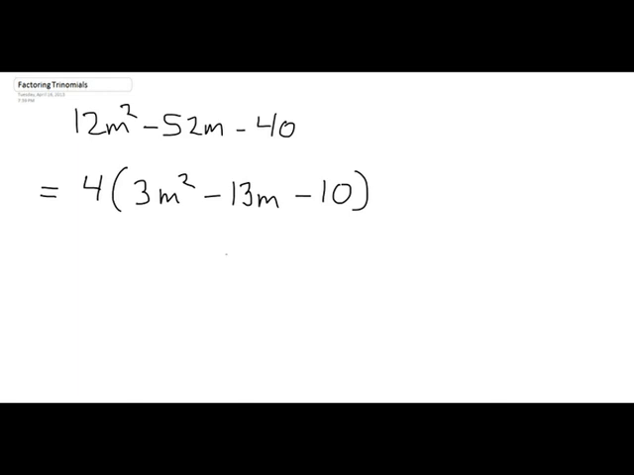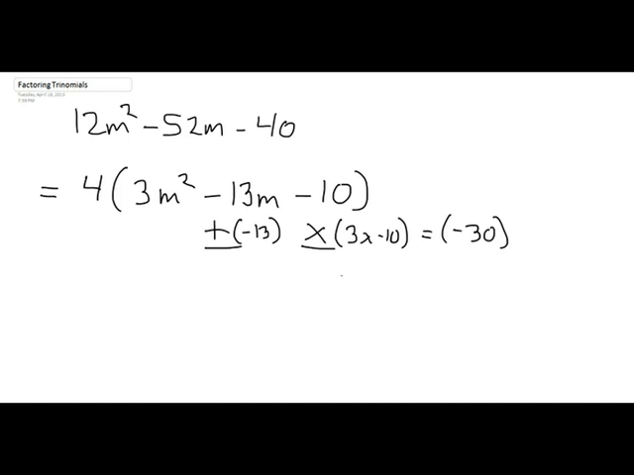So now let's make up our list. I need two numbers that multiply to 3 times negative 10. So that's going to be negative 30. And they have to add to negative 13. So once again, because they're multiplying to be a negative number, one has to be negative, one has to be positive. And because they add to a negative number, the larger one is going to be negative.